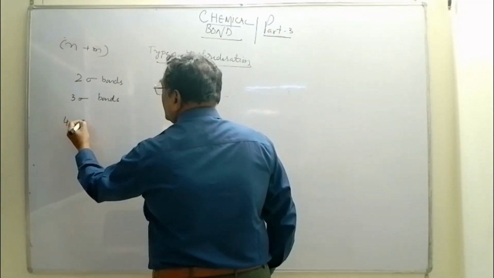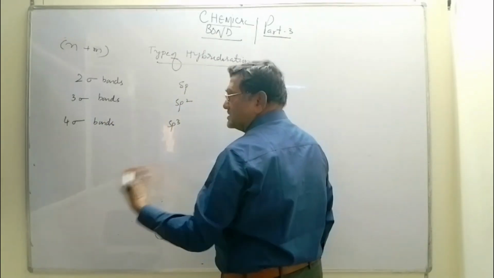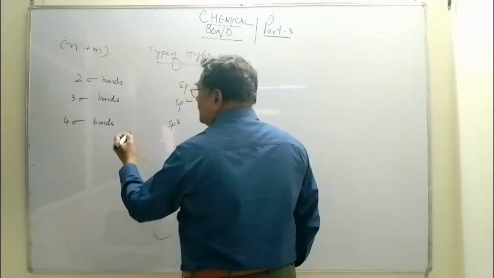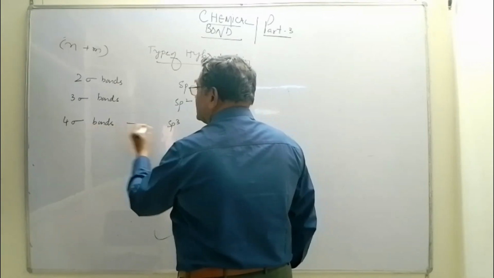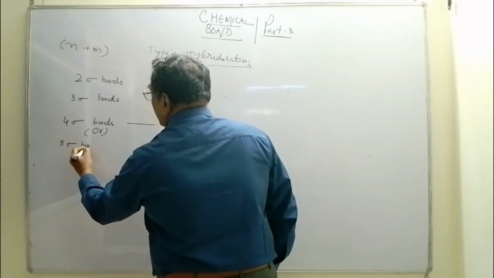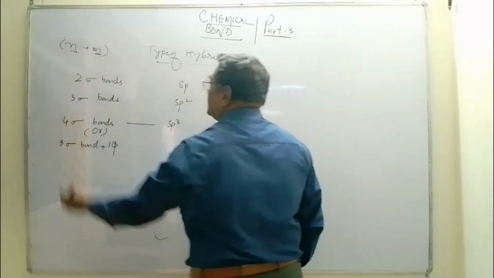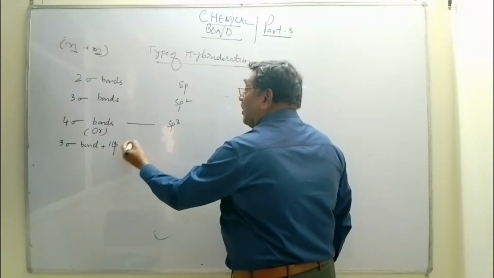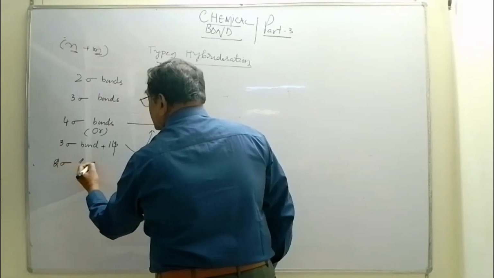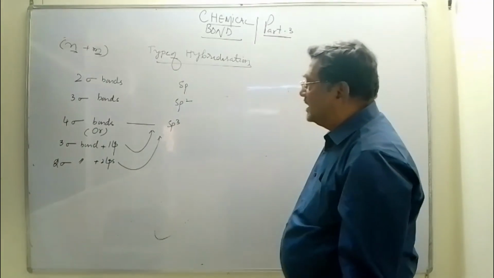Or if it's four sigma bonds, children, that's going to be sp3 hybridization. The shape we will do later, but first of all we will finish this. In this, four sigma bonds, or 3 sigma bonds plus 1 lone pair of electrons, where n stands for lone pair and n stands for sigma bonds, also comes under sp3 hybridization. 2 sigma bonds plus 2 lone pairs also comes under sp3 hybridization.